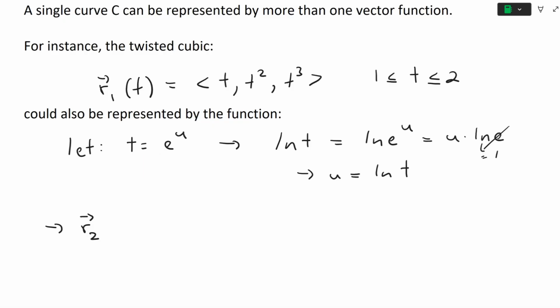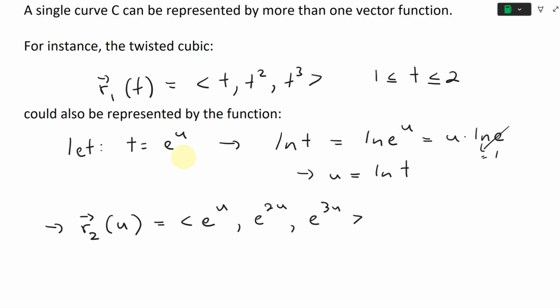So r, now we're going to be in terms of u, so it's a function of u. We take the exact same one, but now replace t with this equivalent e to the u. So instead of t, we get e to the u. Then t squared is going to be e to the 2u, and t cubed is going to be e to the 3u.